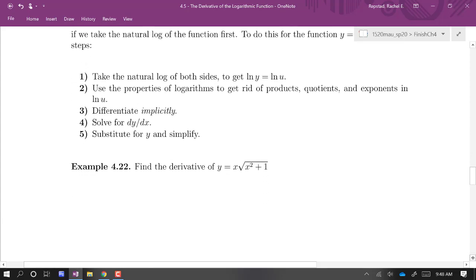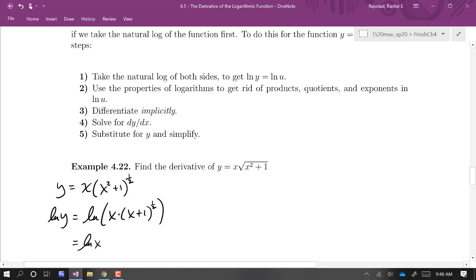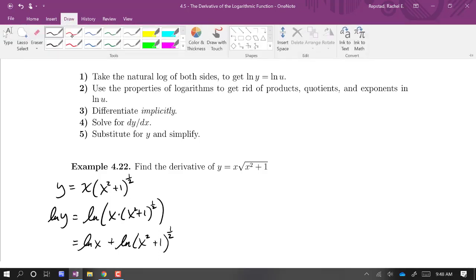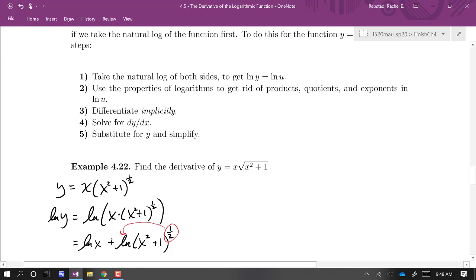So let's get started. The first step says you take the natural log of both sides. So here's my function, y, and I'm going to rewrite it: x times x squared plus 1 to the 1/2 power. So I'm going to start by taking ln of both sides. So ln y is ln of x times x squared plus 1 to the 1/2. I can split this up over the multiplication. And then bring this exponent down as a factor in front of the log.